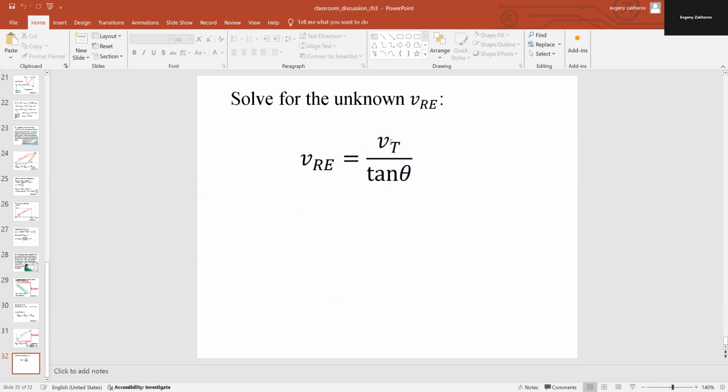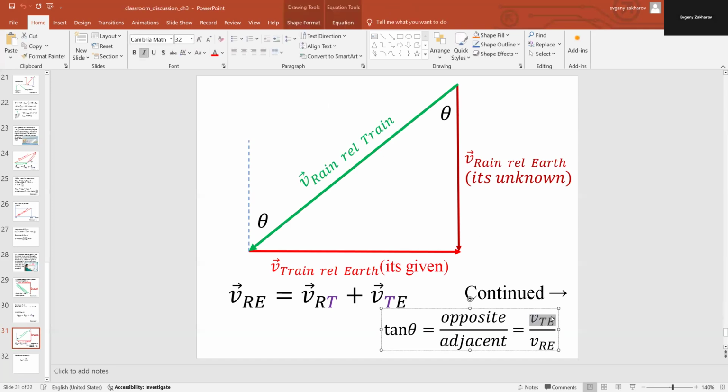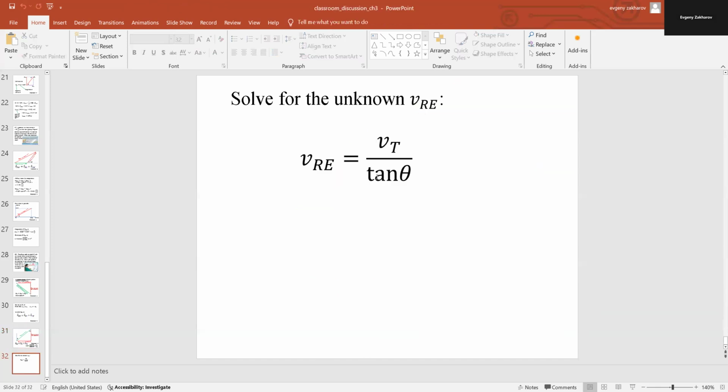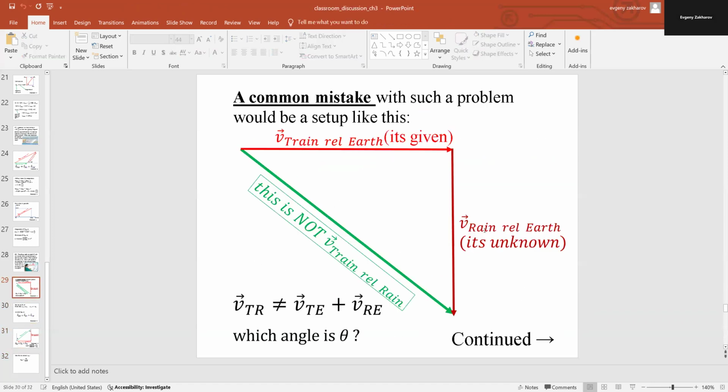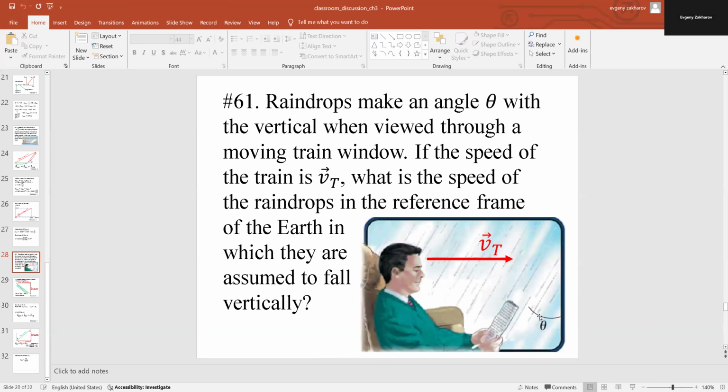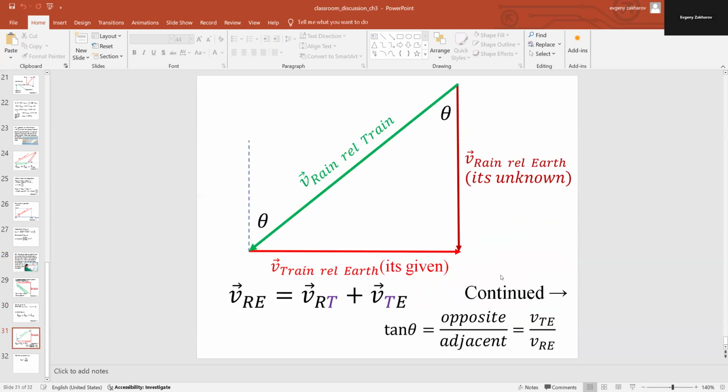So the given speed of the train with respect to Earth divided by the tangent of the angle that is given will give you the speed of raindrops with respect to Earth. See how funny it is? You are sitting on the train and you see how raindrops are not vertical, but you can tell how fast they go with respect to Earth, not the train, if you use the Galilean transformation correctly.